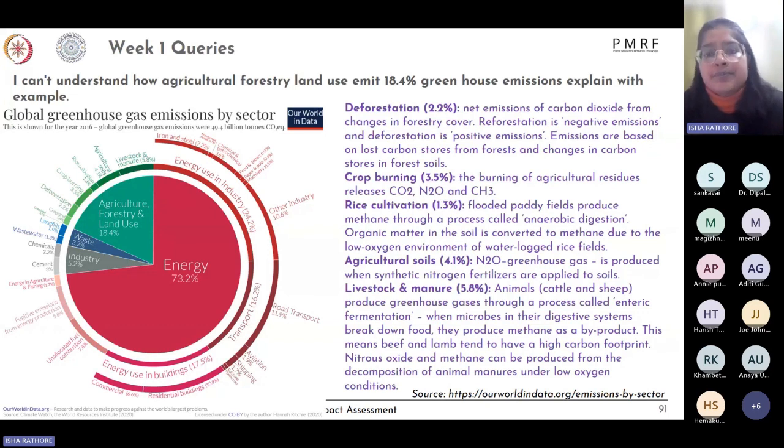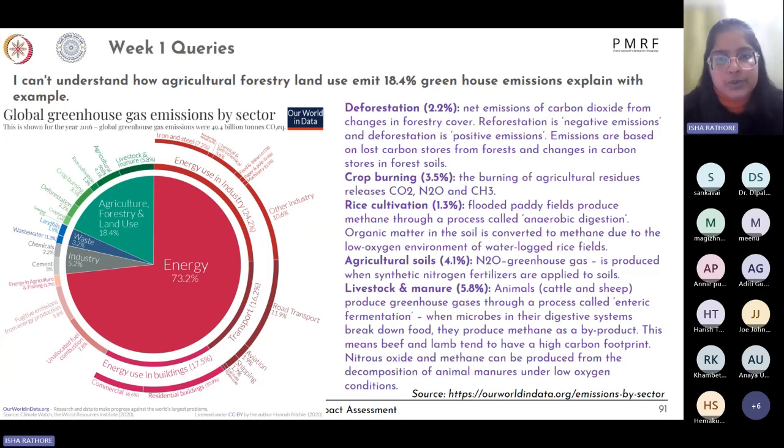emissions. And these are emissions which are emitted because of the change in the forest cover. Although we have reforestation, that is, new plants and trees being planted, reforestation is negative emissions because we are adding that back into the system. But we also have deforestation, which is positive emissions. We are giving out emissions. So the net of this is still positive. So we still have 2.2% from deforestation, even though reforestation practices are being followed on a much larger scale. So this is deforestation contributing 2.2%.